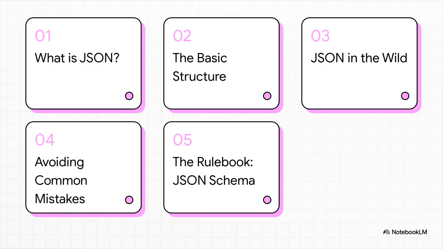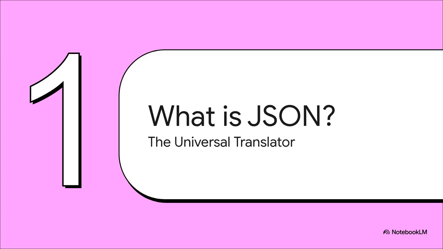All right, so here's our game plan. We're going to cover what JSON is, break down its basic structure, see where it pops up in the real world, talk about some common mistakes to avoid, and then wrap up with how we can enforce the rules with something called JSON Schema. All right, first things first, what exactly is this universal translator for data?